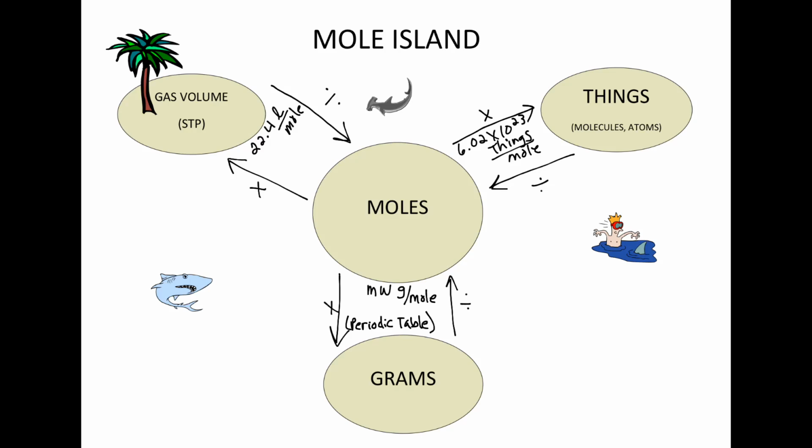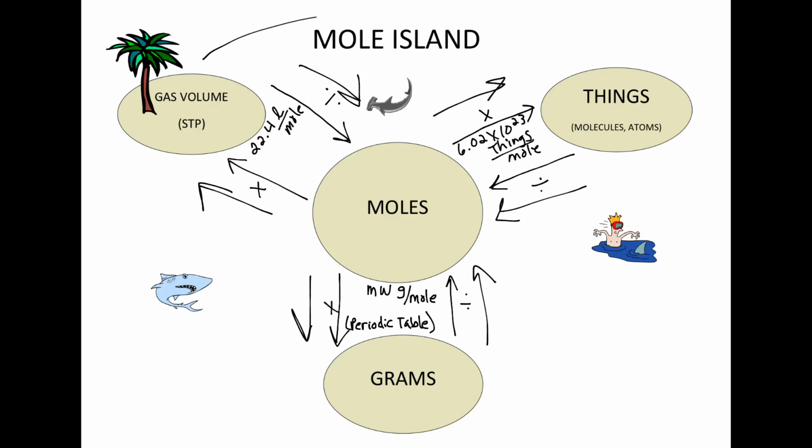Okay, so to review, using this map, when we want to go from moles to something else, we are going to multiply. When we want to go from grams, gas volume, or things back to moles, we're going to divide. We always have to go through mole island. We can never go from an exterior island to another one. Everything goes through mole island.